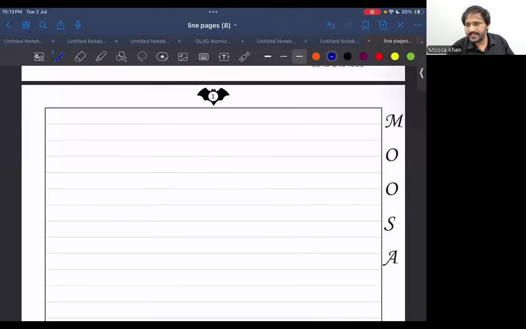Rows refer to the period number. Rows represent the number of shells in an atom. समझ आया? Rows represent number of shells and group represents the number of valence electrons.